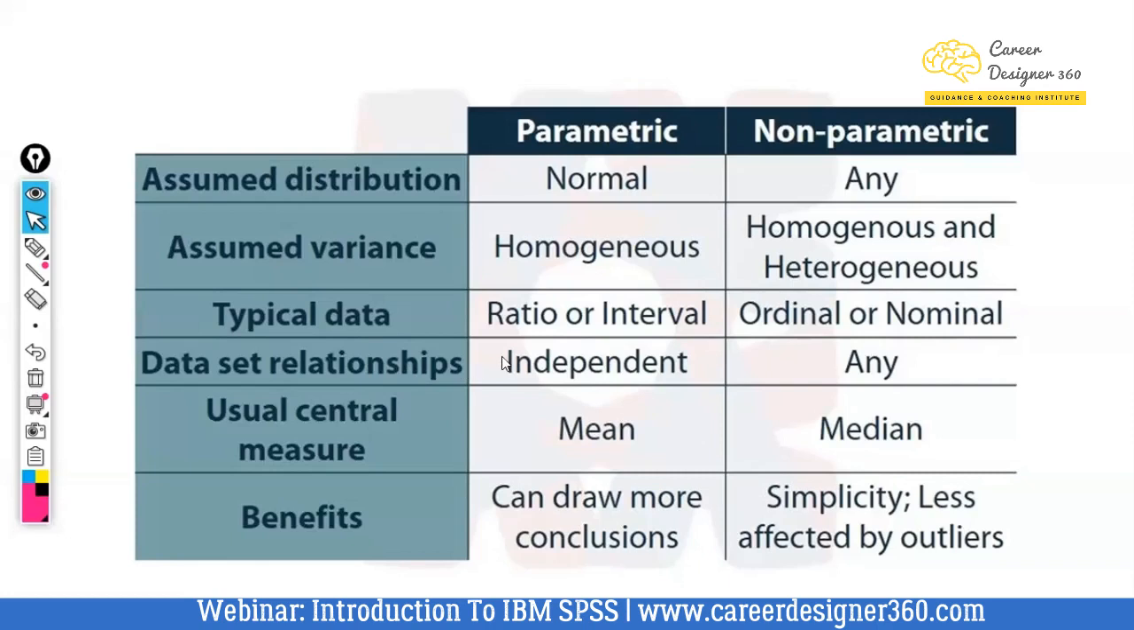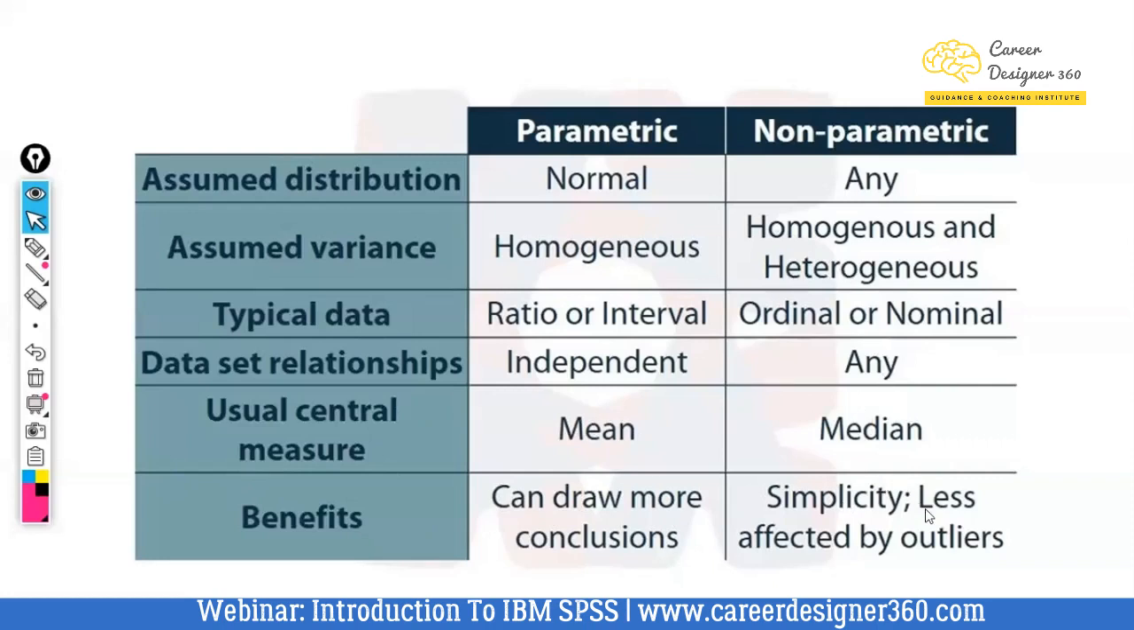Then the data should be independent of each other. That is, the values of the cases should be independent. The responses should be independent of each other for different people participating in the research, right? Their responses should not be dependent on each other. Then the central measure used in parametric statistics is the mean, whereas in non-parametric it's the median.